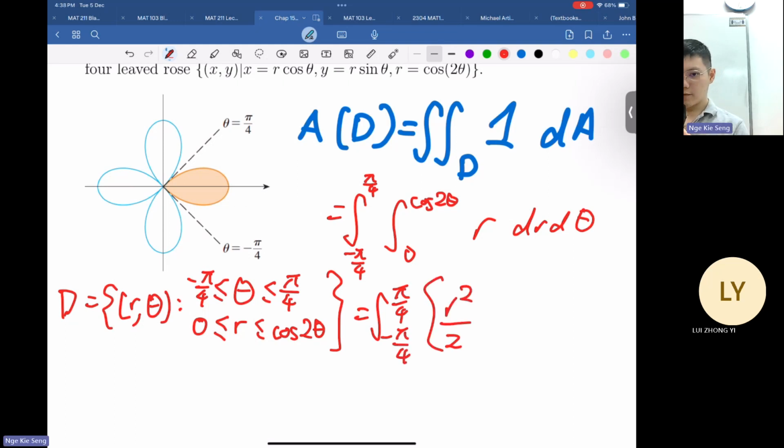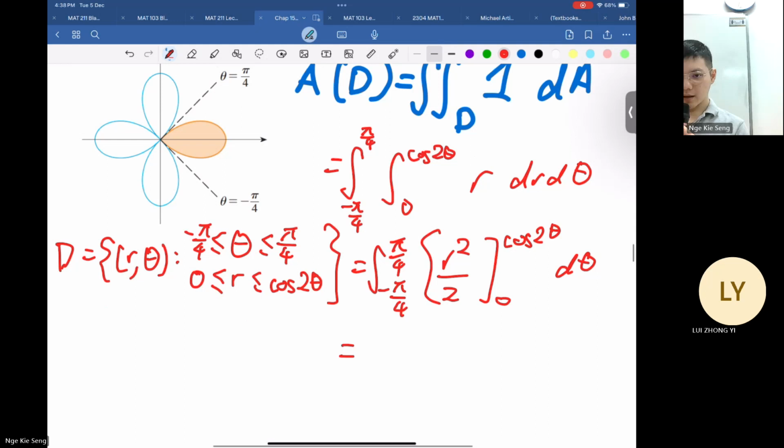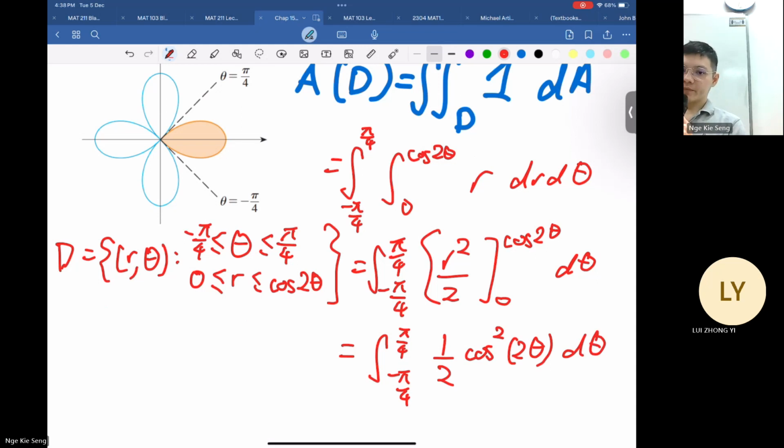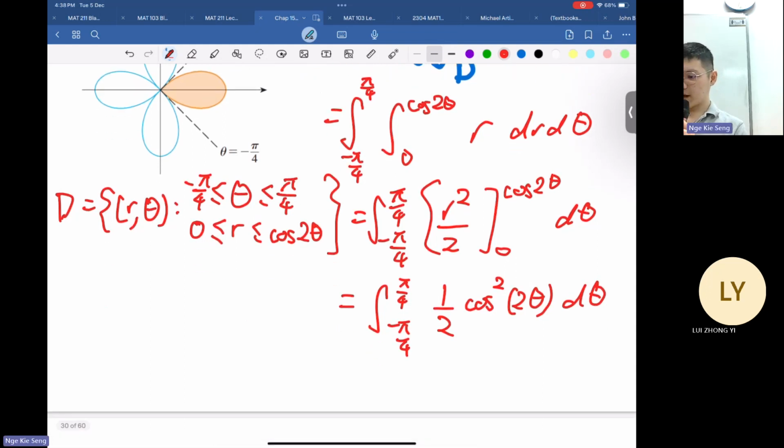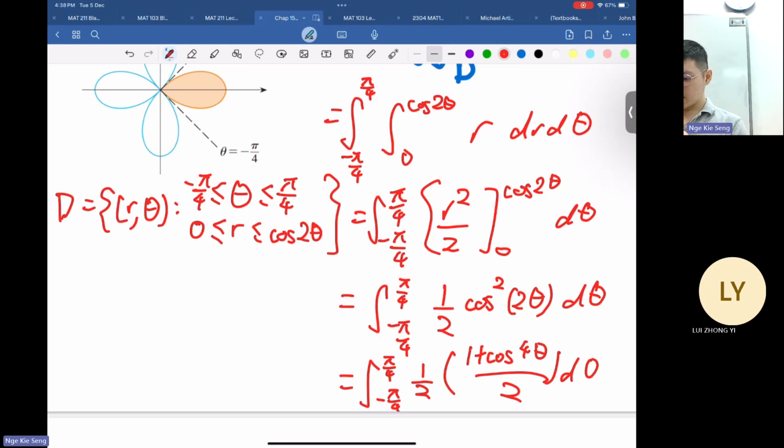So you could get r squared over 2 from 0 to cos 2 theta d theta, and then keep going, one half of cos squared 2 theta. Make sense or not? Because my r becomes r squared over 2. Then I cannot integrate the power of cos, so I need to use the double angle formula. Then now I can integrate this.